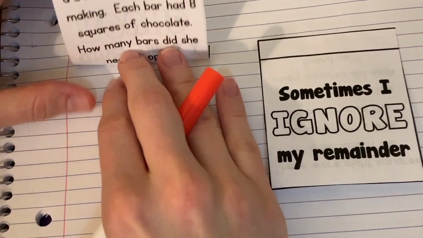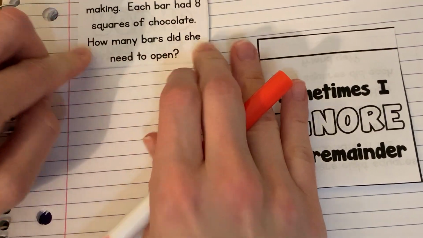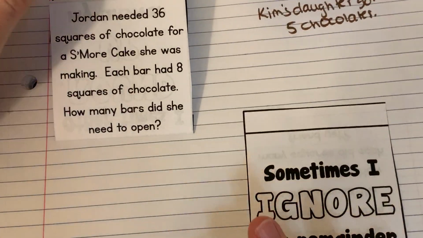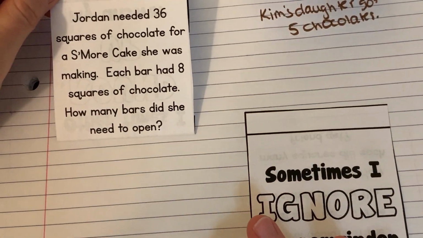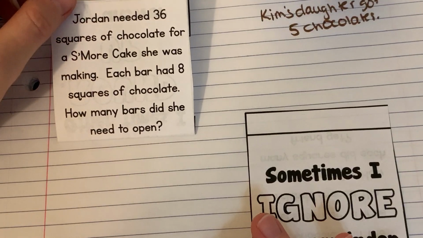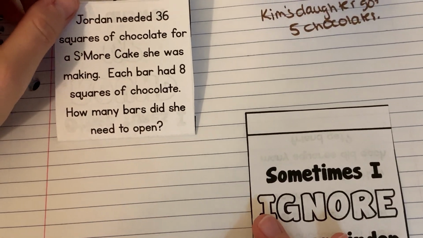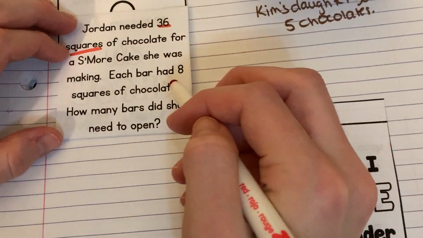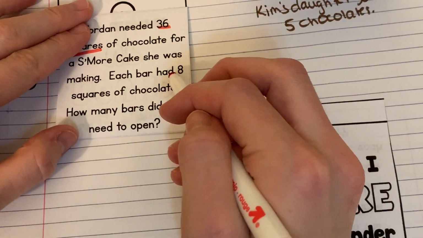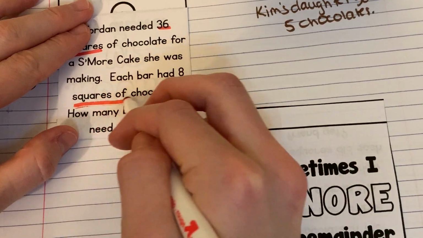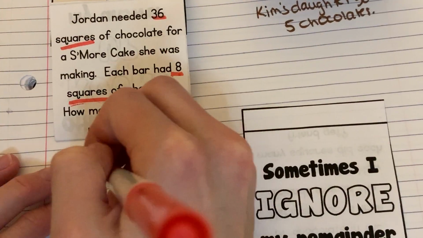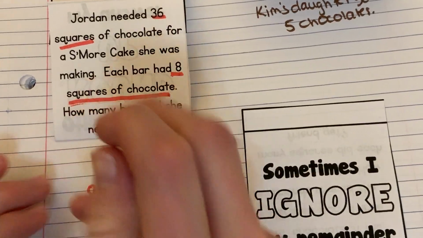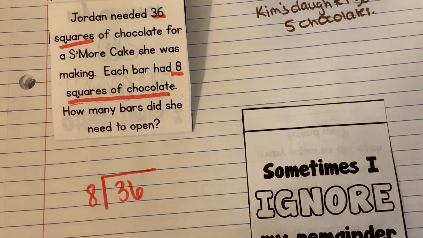So let's look at a problem where that's the case. Jordan needed 36 squares of chocolate for a s'more cake she was making. Each bar had 8 squares of chocolate. How many bars did she need to open? Okay, so she needs 36 squares for her s'more cake, and each bar has 8 squares of chocolate. So let's figure out how many she had to open. So she needed 36, and there's 8 in each, so let's go ahead and figure that out.